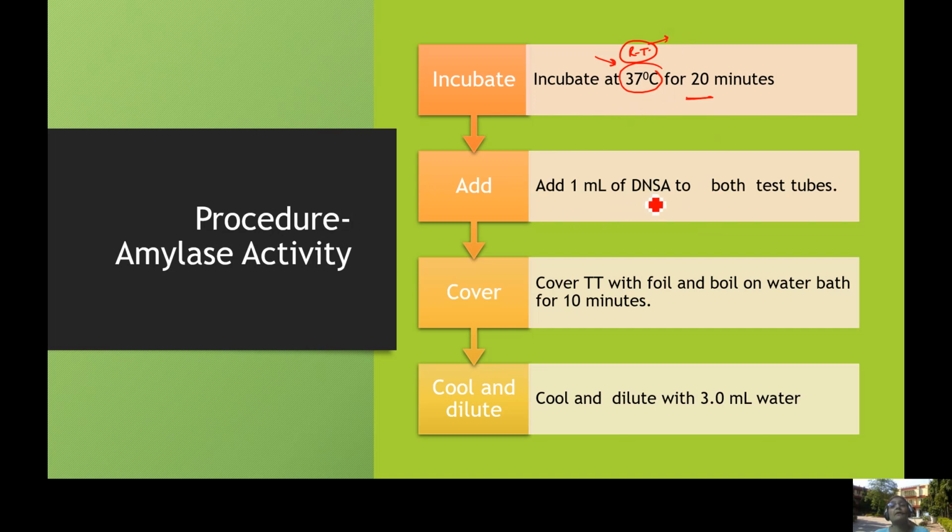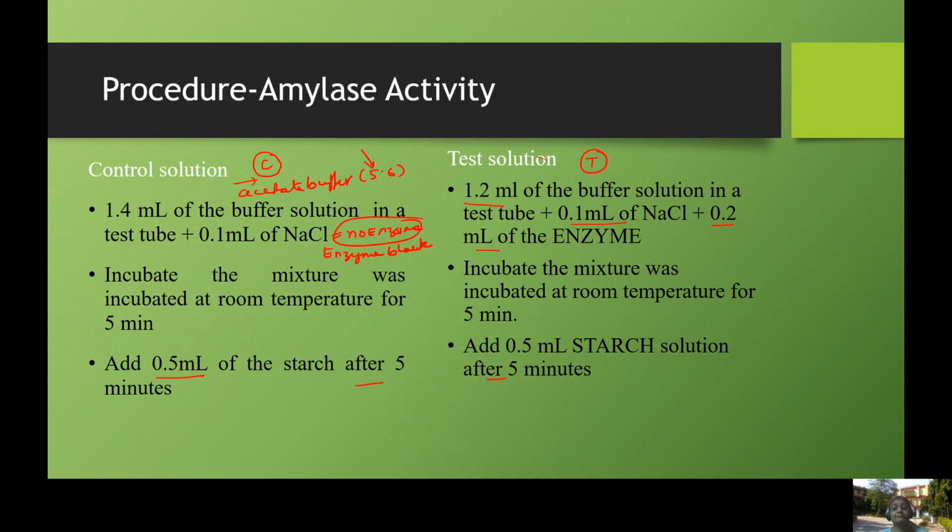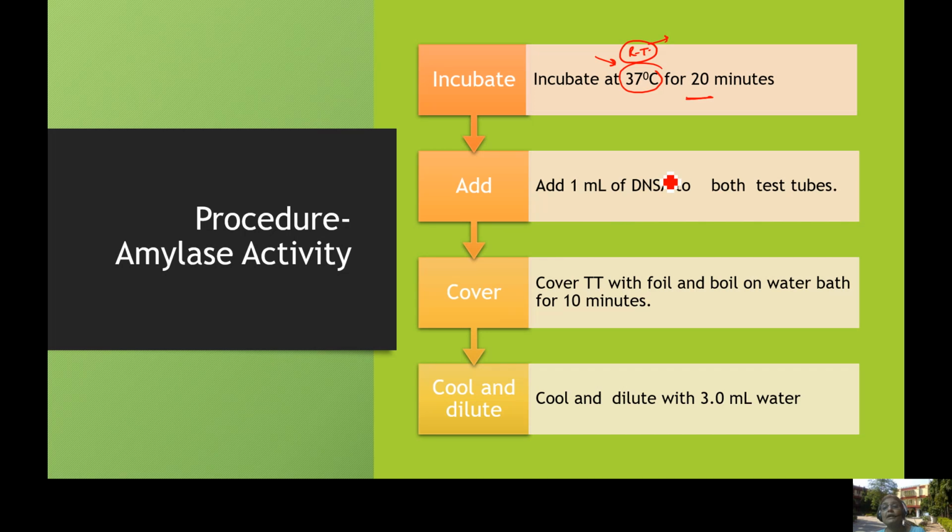Then add 1 ml of DNSA to both the test tubes after 20 minutes. Please understand, the moment you start adding starch here, you must start your stopwatch. 0.5 ml starch you add to control and 0.5 ml starch you add to test. Shake both. Your stopwatch is already on and you have to continue incubating for about 20 minutes.